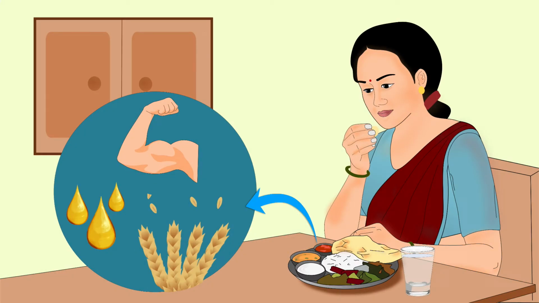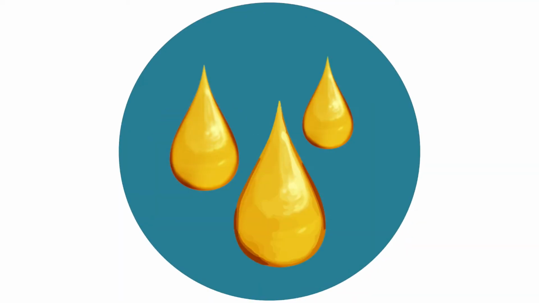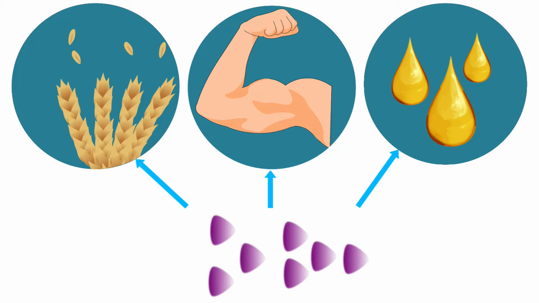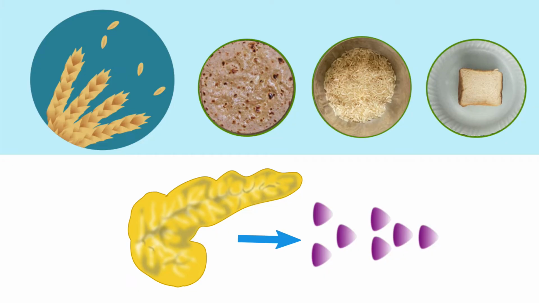Food contains three main macronutrients: carbohydrates, protein, and fats. Insulin's response to different foods varies. Carbohydrate-rich foods raise blood glucose levels quickly. As a result, large amounts of insulin are secreted.